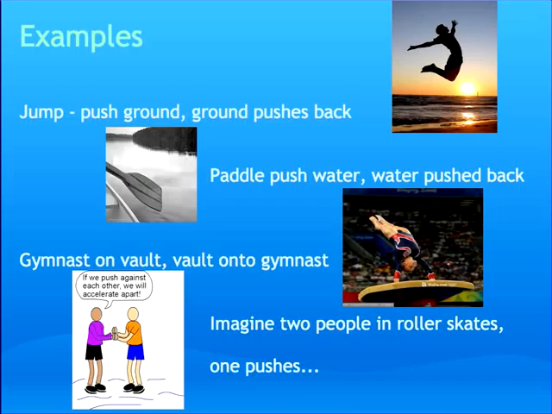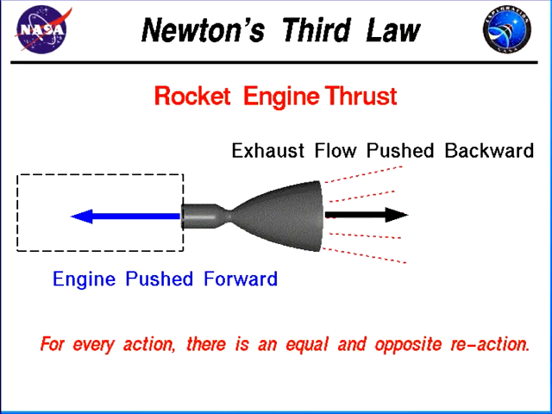Now imagine if you had two people on roller skates and one person, the person in purple right over here, pushes. Do you think the other person's going to move? You better believe it. That person's going to move and the person in purple is going to move as well. Equal and opposite.